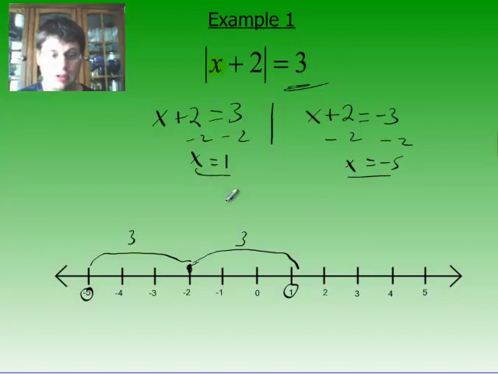And so here we get the same values, but we just solved it algebraically as opposed to having to use a number line. The way we'd write that solution is x is equal to, and then we'd use the set notation, negative 5 and 1, and we would box that in like so.